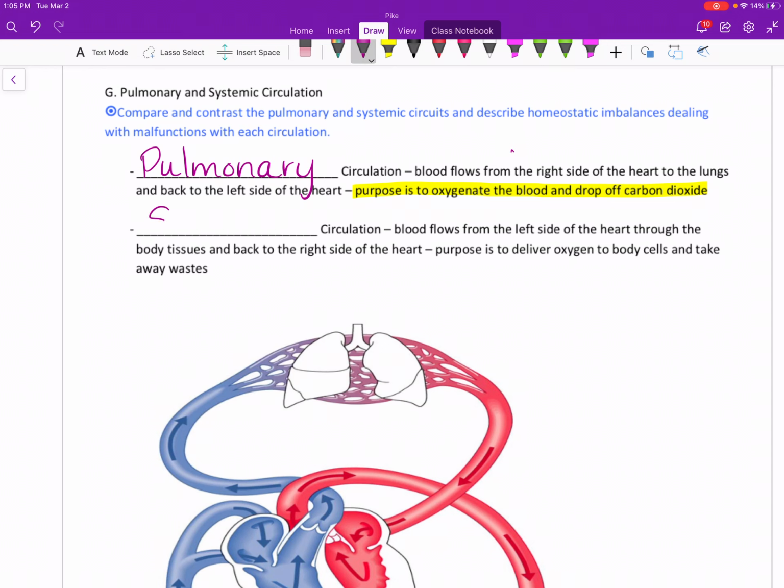Second type of circulation is called systemic. Systemic circulation is the opposite. Blood flows from the left side of the heart to the body and back to the right side of the heart. Purpose here is to deliver that oxygen, not to pick up the oxygen, but then to deliver it, and then take away any waste.